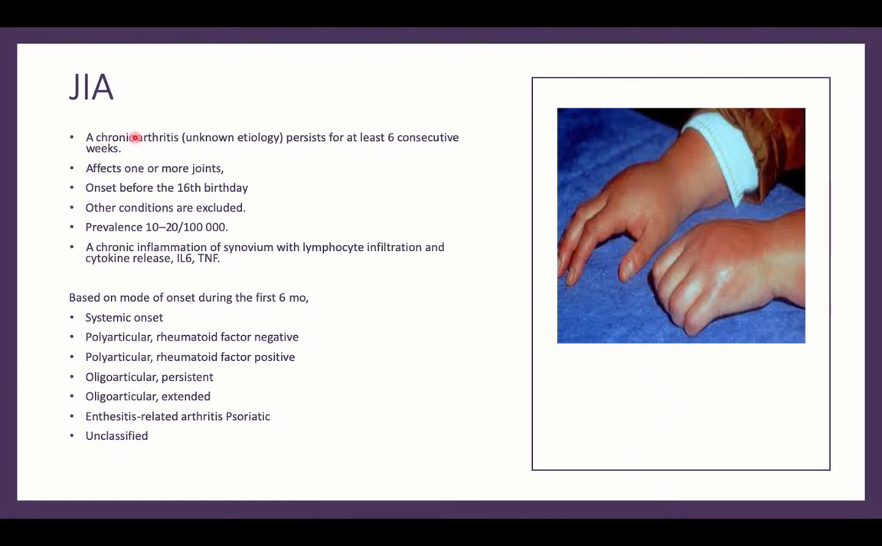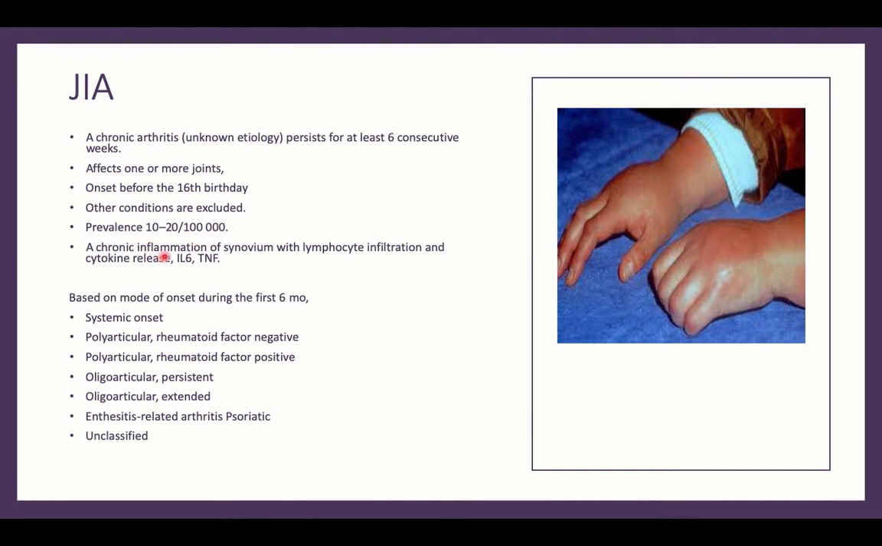Now to another important but less common entity, which is juvenile idiopathic arthritis, a chronic arthritis of unknown etiology. Being chronic, it persists for at least 6 consecutive weeks. So we have criteria for diagnosis, starting with chronic arthritis that lasts for at least 6 consecutive weeks, which can affect one joint or more, with its onset before the 16th birthday, after exclusion of other causes of arthritis, which are many. It has a prevalence of 1 to 20 per 100,000.